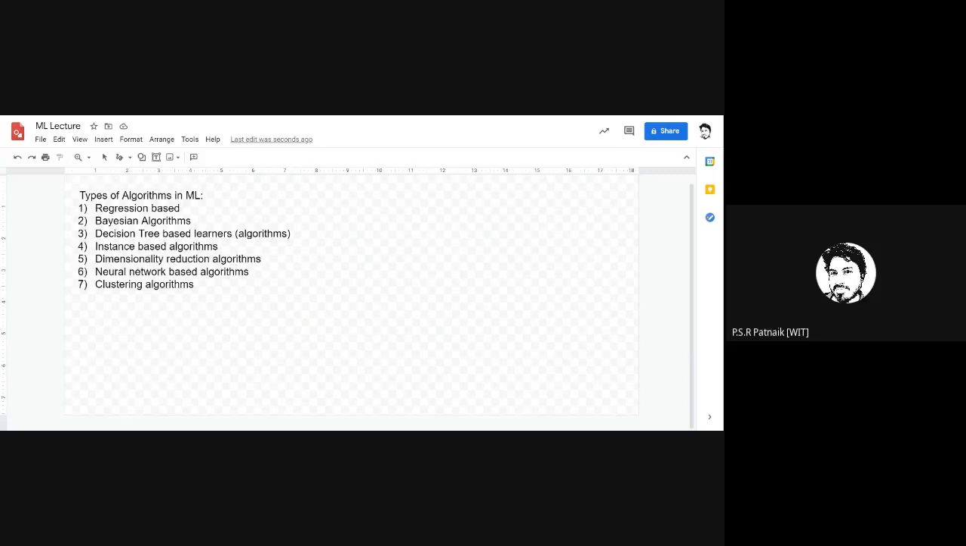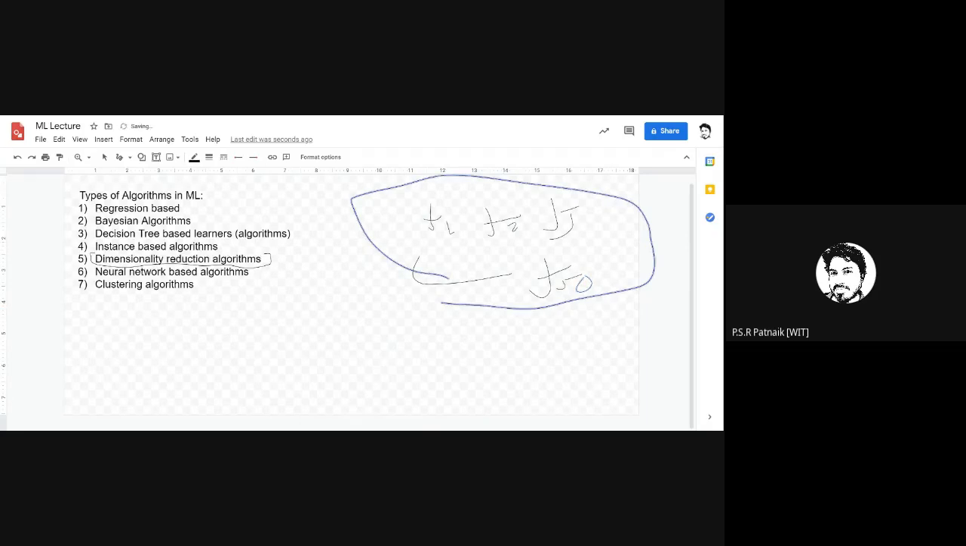Then we have something very complex, where we go to dimensionality reduction algorithms. As you know, whenever we go for an ML model, suppose I have F1, F2, F3, and so on, till F50. Do you think that applying all 50 features might be a good idea? It may or it may not be.